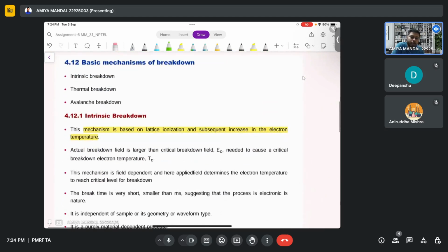There are different types of breakdown mechanism: intrinsic breakdown, thermal breakdown, avalanche breakdown. So what is intrinsic breakdown? The intrinsic breakdown mechanism is based on lattice ionization. Intrinsic means this breakdown occurs inside the material, inside the dielectric. How? It's based on lattice ionization. When ionization occurs, positive cations and negative anions are generated.